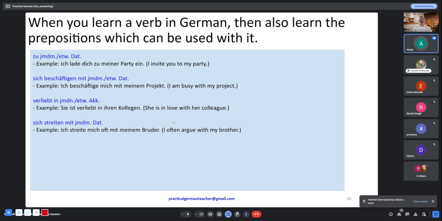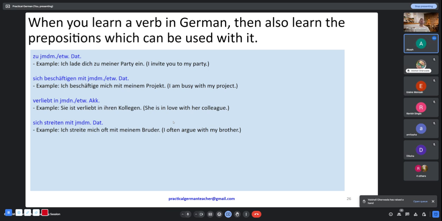The next sentence: beschäftigen mit jemandem oder etwas, Dativ. It's ich beschäftige, not beschäftigen. Okay. Ich beschäftige mich mit meinem Projekt. I am busy with my project. So sich beschäftigen.